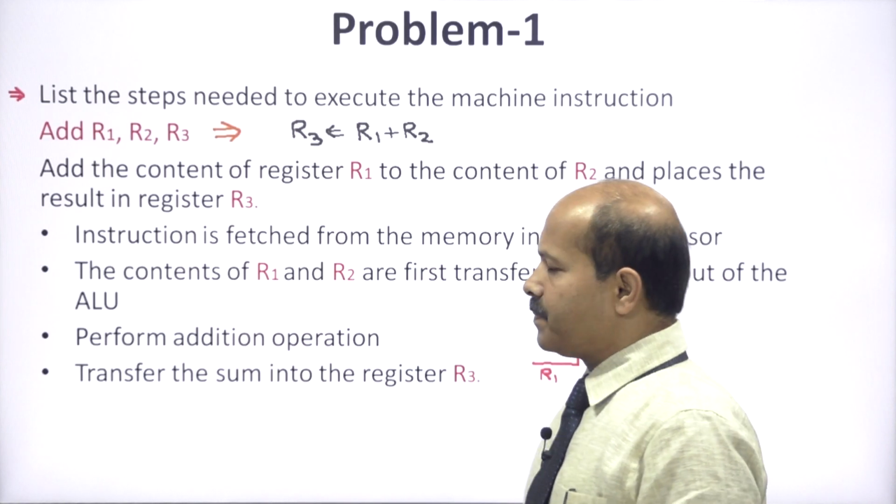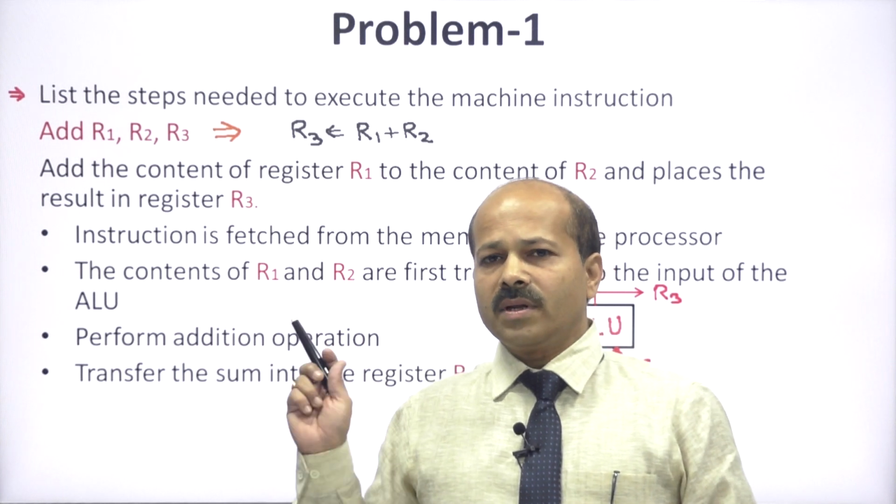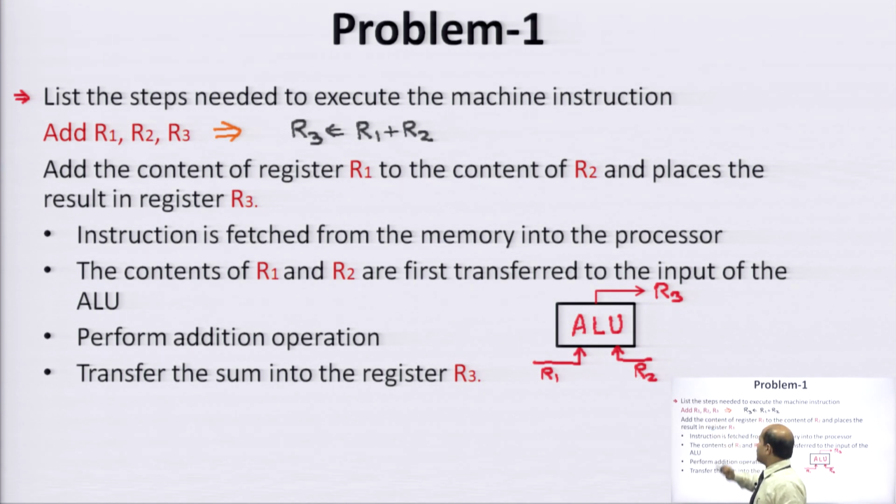Let us see the first problem. We have to write all the necessary steps to execute this instruction. The instruction is given as add R1, R2, R3. So, what is the meaning of this instruction? We have to add the content of register R1 with the content of register R2, and the result will be stored in R3. This operation will be performed in the arithmetic logic unit.